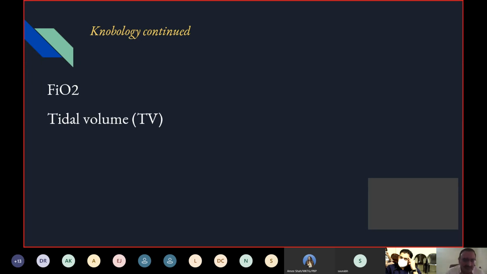The next thing that you usually set is the tidal volume. Now, the issue with tidal volume is you don't want to give too much of tidal volume because of barotrauma, volutrauma, and things like that. So the recommended tidal volume is around 6 to 8 ml per kilo. And then see how things are.